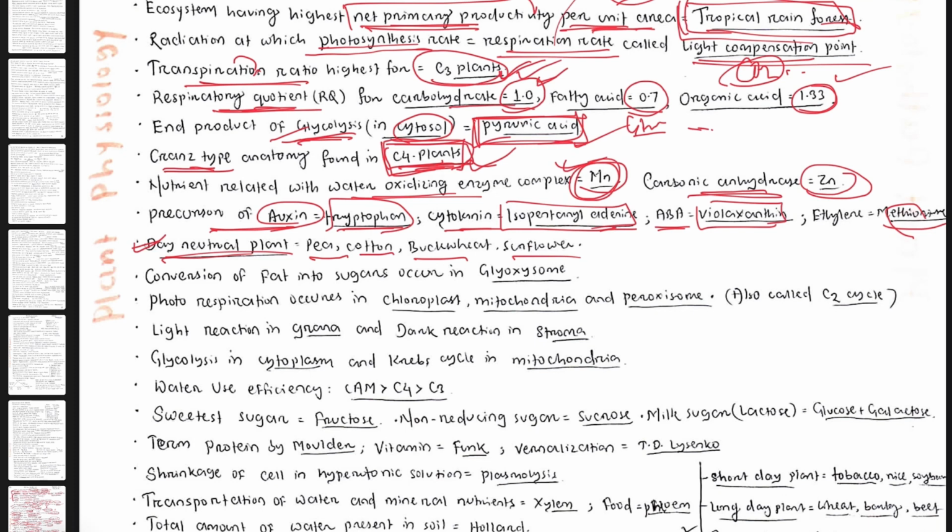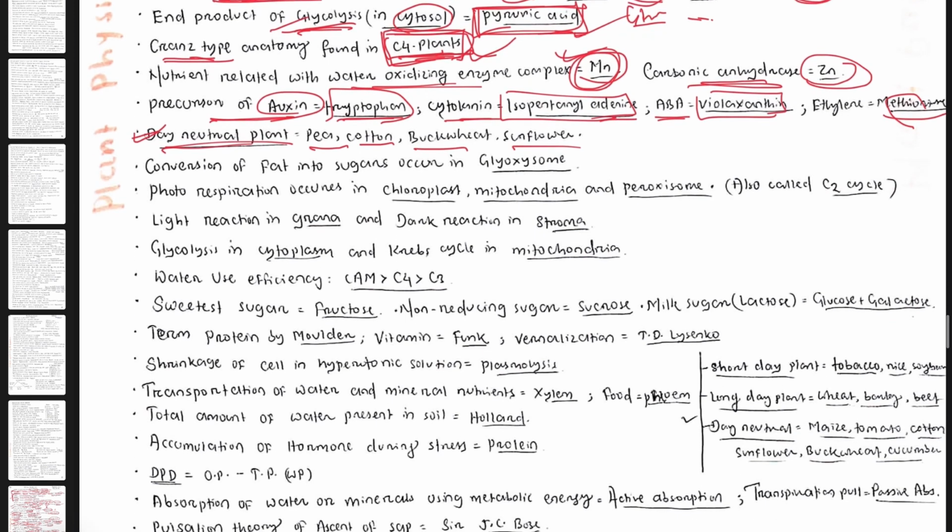Where does the conversion of fat into sugar occur? That is the glyoxysome, right? Photorespiration occurs in chloroplast, mitochondria, and peroxisome. Okay, photorespiration, as we know, is also known as the glycolate cycle or C2 cycle. In three cell organelles photorespiration occurs, that is chloroplast, mitochondria, and peroxisome.